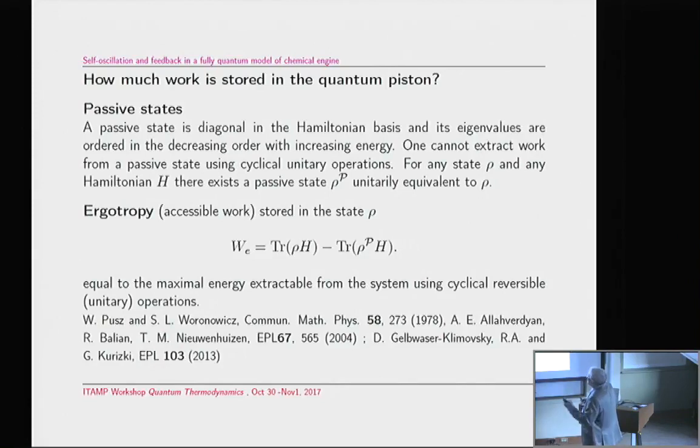It's defined for the system in a given state and with a given Hamiltonian. So we first compute the energy in the state, and then we subtract the energy which corresponds to the passive state, which is unitarily equivalent to ρ. Passive states are such states where the eigenvalues, so probabilities, are ordered in decreasing order with increasing energy. From such a state, you cannot extract energy by external Hamiltonian perturbation. So this seems to be a good definition of the work really accessible from the system.